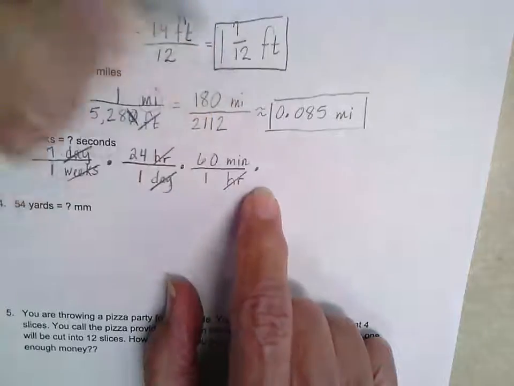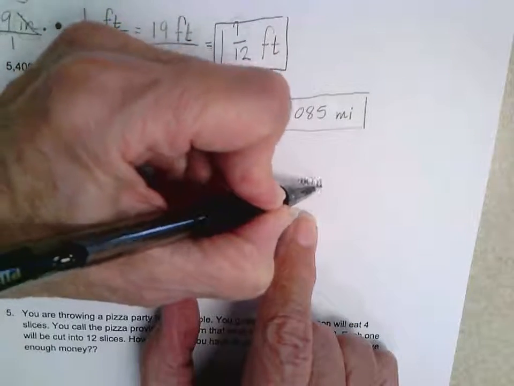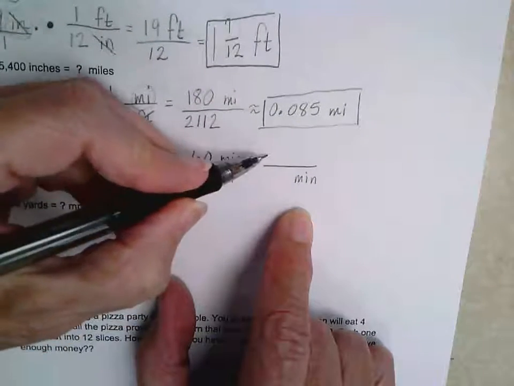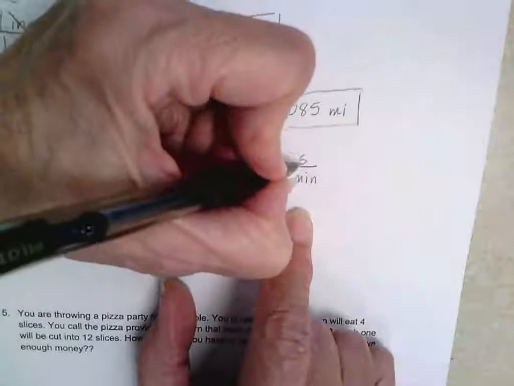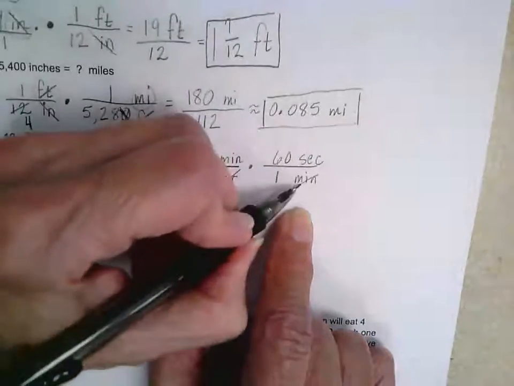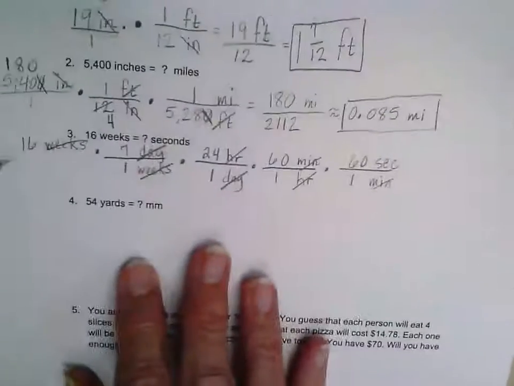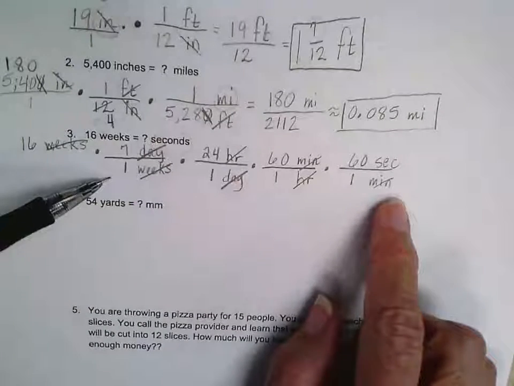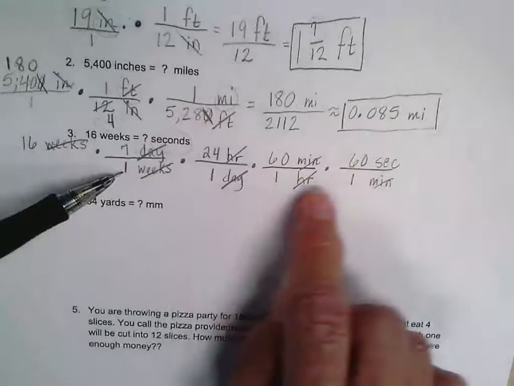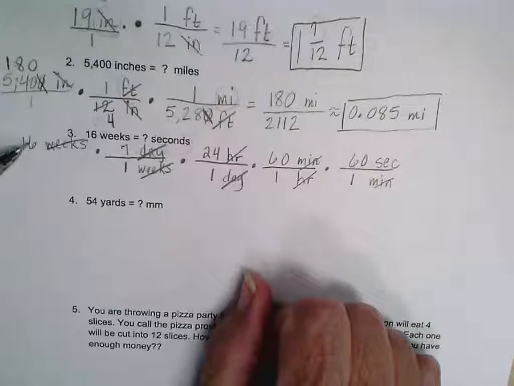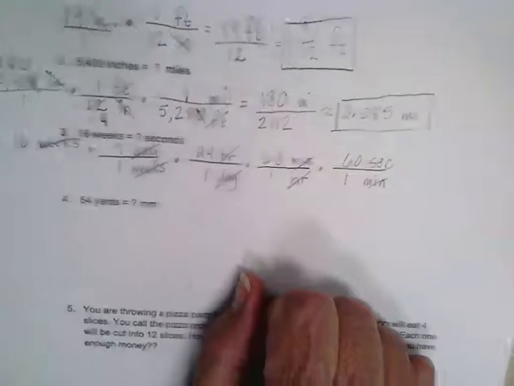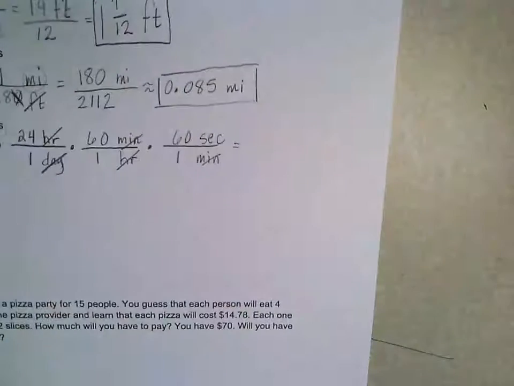Now I'm going to go to minutes on the bottom as my second term, and I ask myself how many seconds are in a minute, and that's going to be 60 seconds in 1 minute. So in this one, you can see that all across the bottom I have ones. So there's no numbers to cross cancel because all of the numbers in my second terms are ones. So my only option is to do this multiplication across the top. And when I do that, I'm going to get a very large number.